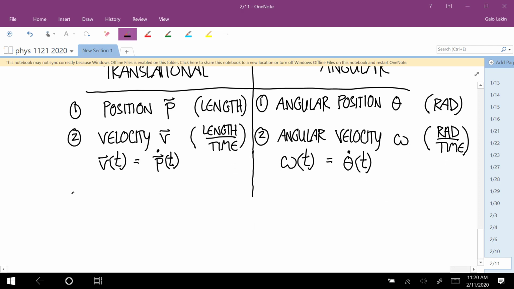And then the third one, the last one, the translational quantity is the acceleration vector. So that's A, and that has units of length over time squared.